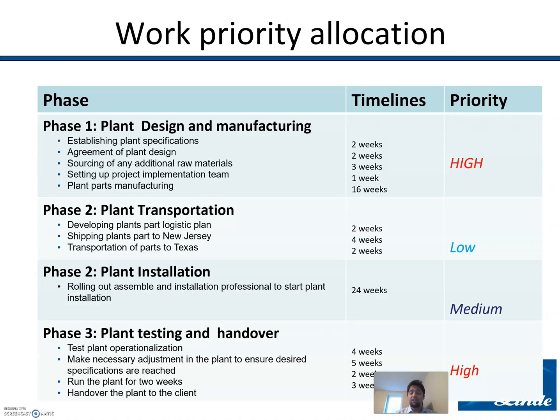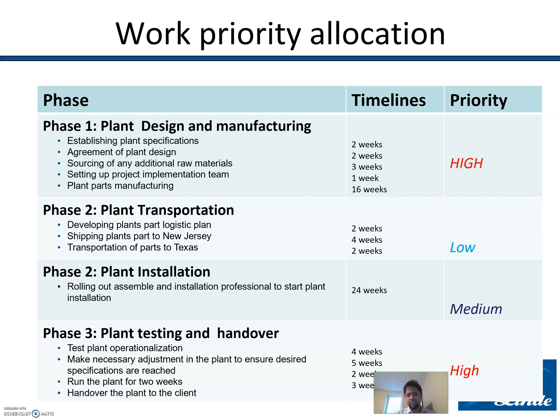So, priority allocation. Based on all the information we have gathered so far, phase 1 requires a higher priority, just because we need to nail down all the design nitty-gritties of the specification and requirements and all the plant manufacturing, so we can have a smoother project implementation.